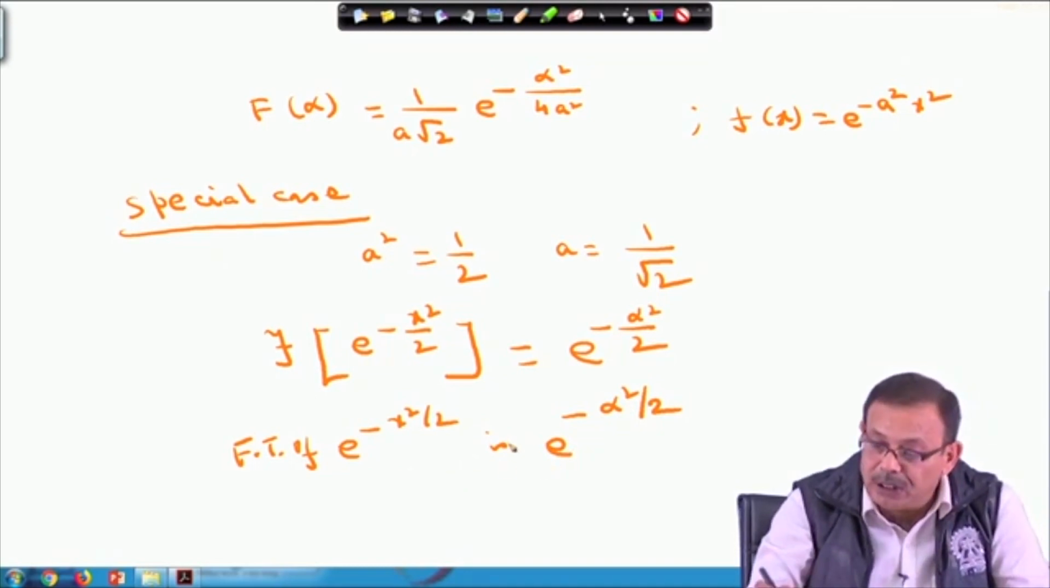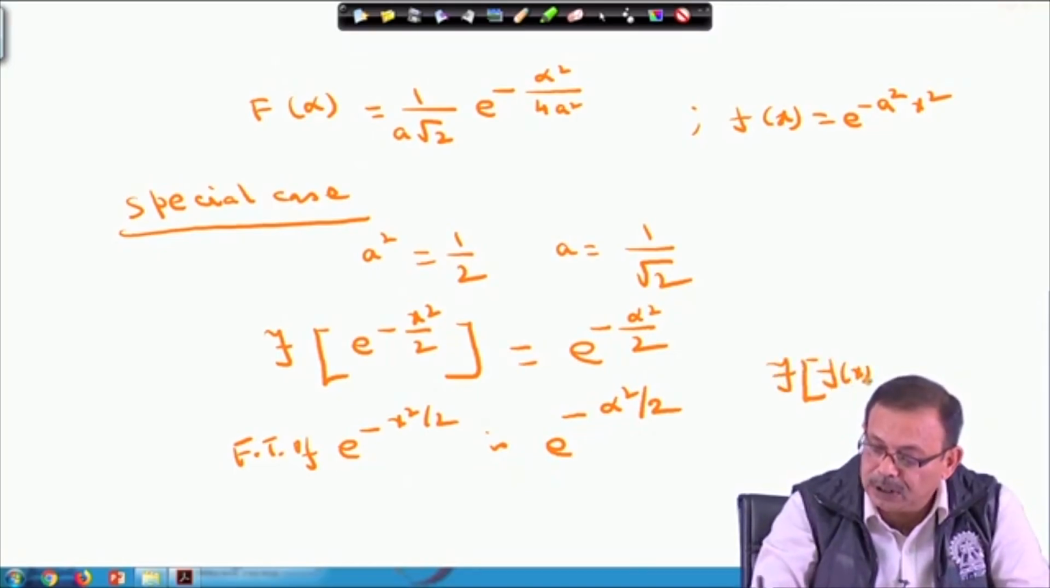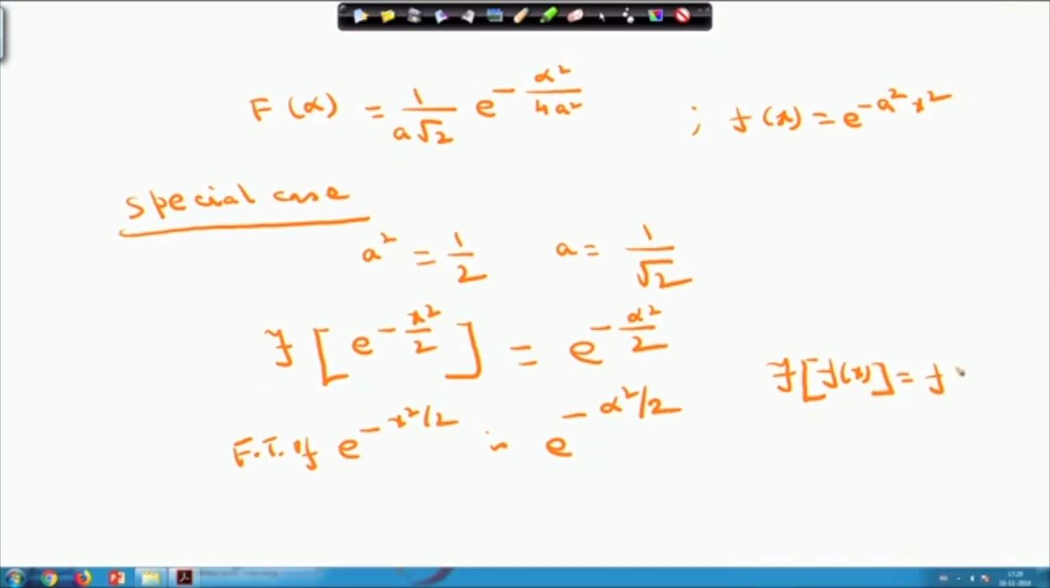So, basically, if the Fourier transform of a function f(x) equals F(α), that is, the function itself, then we say that f(x) is known as self reciprocal. Please note this one, it is known as self reciprocal with respect to the given transformation.